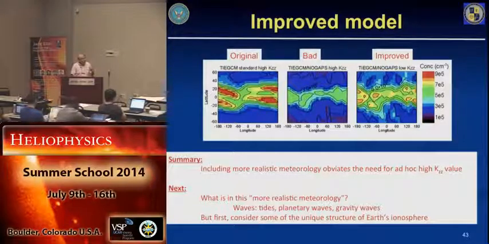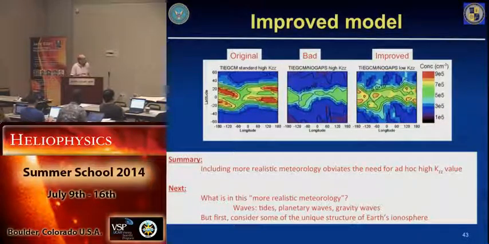So now for the rest of the talk, we're going to talk about what is more realistic meteorology, what exactly is in there. I mentioned something about tides. That's one class. Planetary scale waves, large waves, gravity waves, small buoyancy waves. We'll talk about all three.